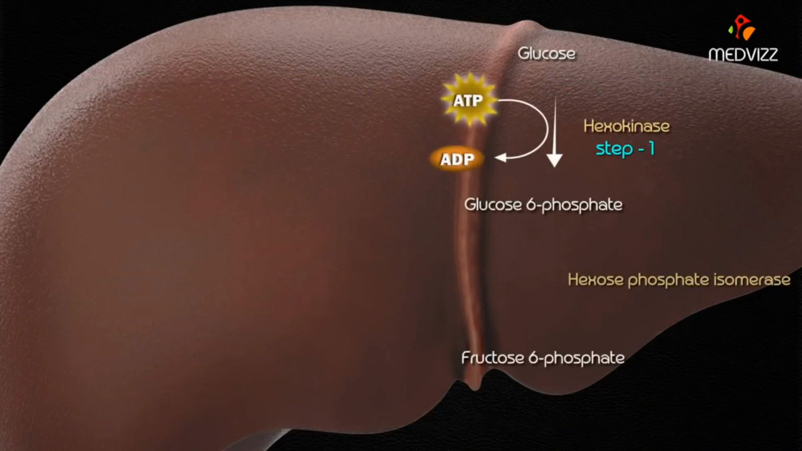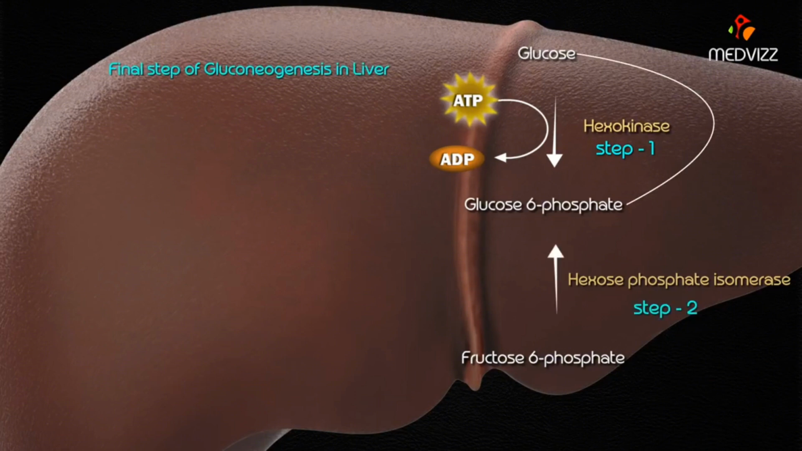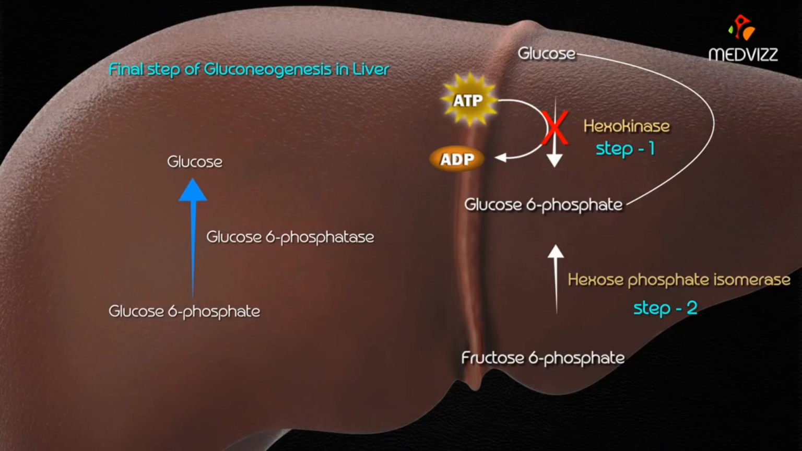Then fructose 6-phosphate is isomerized to glucose 6-phosphate by a freely reversible reaction catalyzed by hexose phosphate isomerase, which is the second step of glycolysis. Now at the final step, glucose 6-phosphate is produced. Now the glucose 6-phosphate should convert into glucose, but there is an irreversible step by means of hexokinase and glucokinase, and this step is bypassed by another enzyme located in the liver called glucose 6-phosphatase.